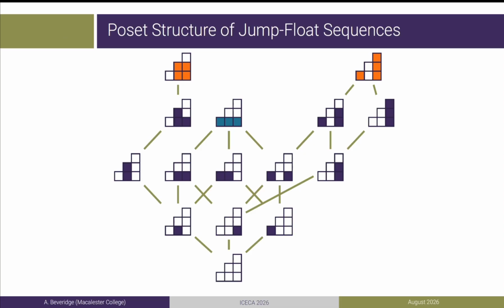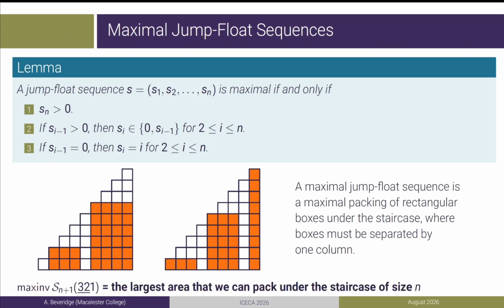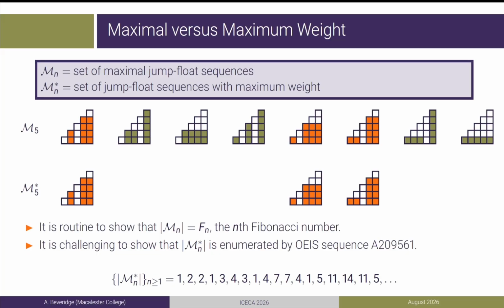which is 4. On this slide, we give an algebraic characterization of maximal jump float sequences, but it is much more intuitive to use the triangular representation. What we are doing is packing rectangular boxes underneath a staircase. The one rule is that different rectangles must be separated by a column. The 32-1 avoiding permutation with maximum inversion number corresponds to a rectangle packing with the largest area. As we saw for the poset when n equals 3, being maximal does not guarantee that you have maximum area. Perhaps this is more clear when we consider a larger example.